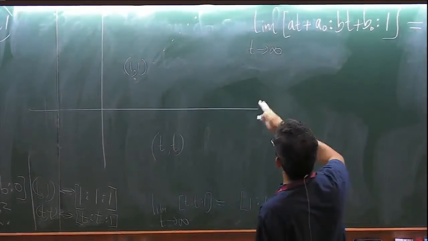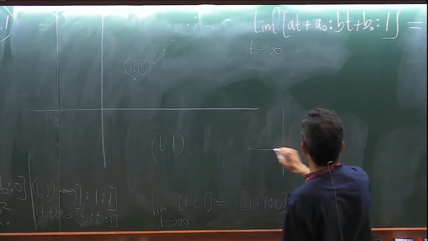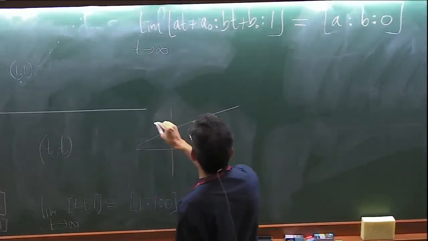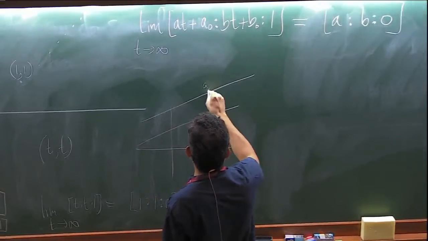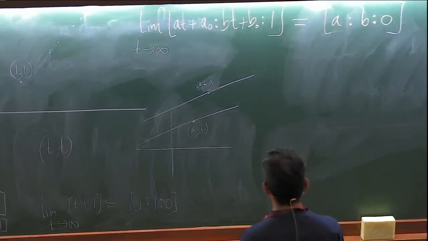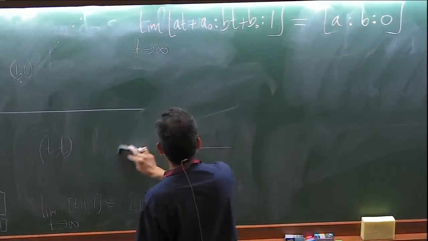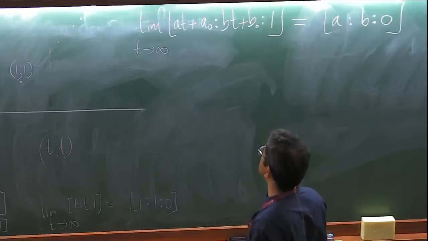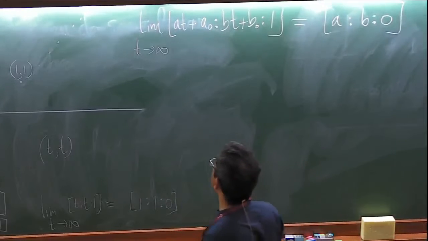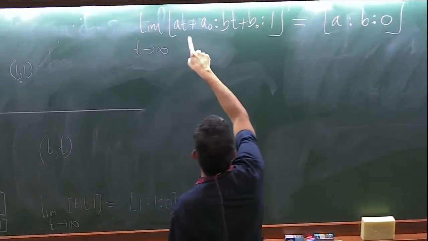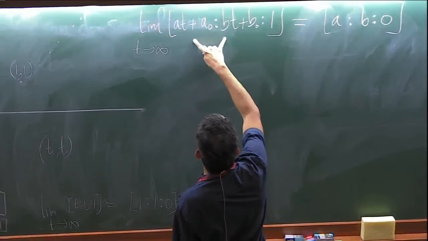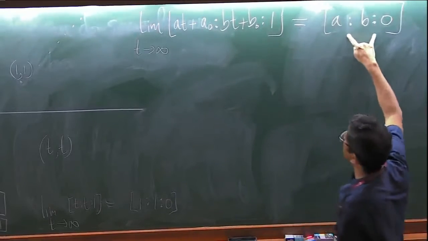So if one of these lines in R2 was somewhere here, (a, b), this is the line (a, b)... No, never mind, that's when t equals 1. What I'm saying is correct, but let me not stress too much about it. If you think about it, this will also turn out to be a line. As t varies, this will also correspond to a line in R2, and the limit again will turn out to be this one.